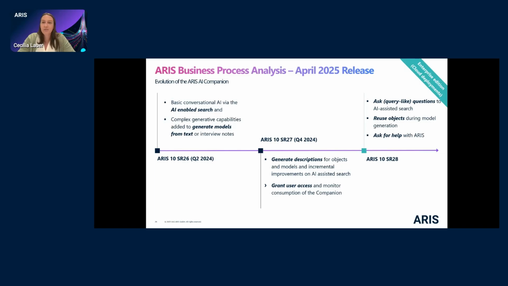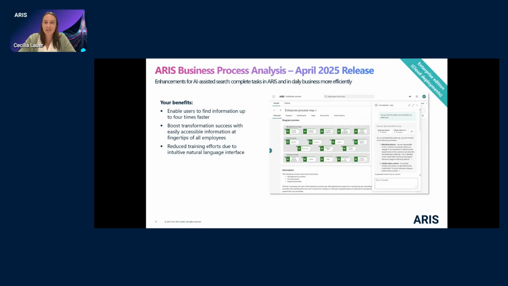In SR27, we then saw some incremental improvements, and those were basically based on feedback we received from pilot customers. So we added, as you can see, some options to generate object and model descriptions. And then we also added user access and some consumption monitoring, because this was when we basically had our real general availability. So now looking to SR28, you already see some buzzwords, but let's look at the details.